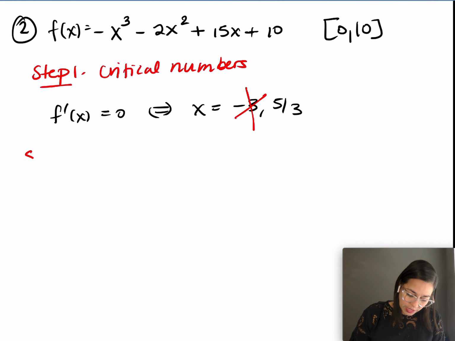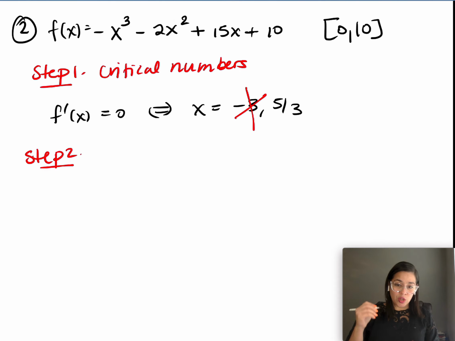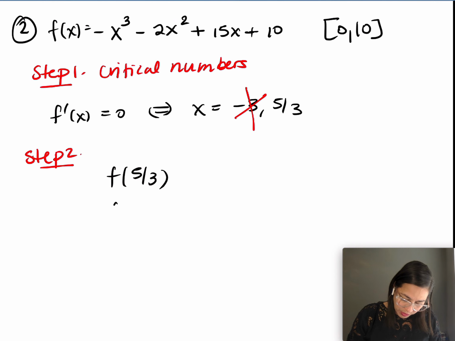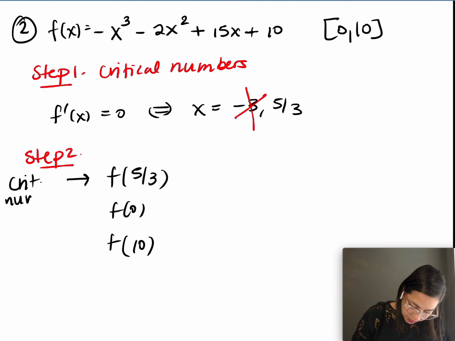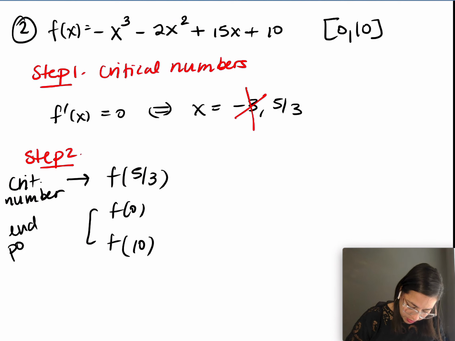Now step two, we'll look at the value of the function at my critical numbers in between 0 and 10 and the endpoints. In other words, I want to find what f of 5/3 is, what f of 0 is, and what f of 10 is. One more time, I'm plugging in 5/3 because this is a critical number, and I'm plugging in 0 and 10 because these are the endpoints.